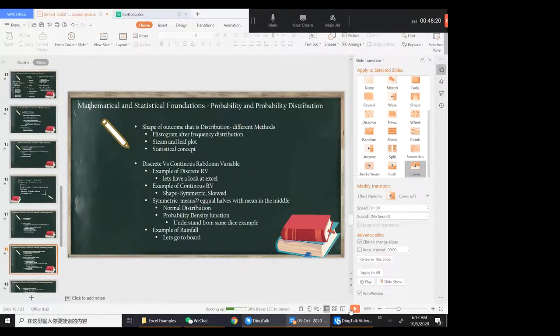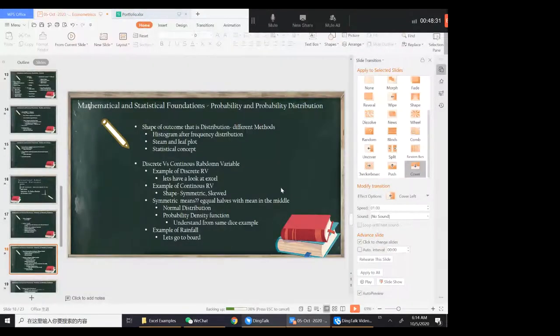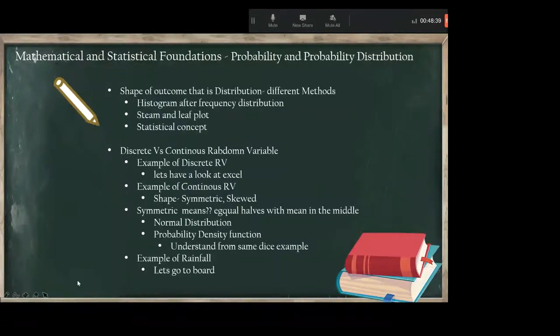Remember that if we calculate the probabilities of all these outcomes and make a sum, the sum should be equal to 1. So probability lies from 0 to 1. We can say that, right? So what I'm talking about exactly, if I draw, this is the symmetric distribution. If I divide it from the middle, this half is equal to this half. This is A equal to B, right? So this is symmetric.